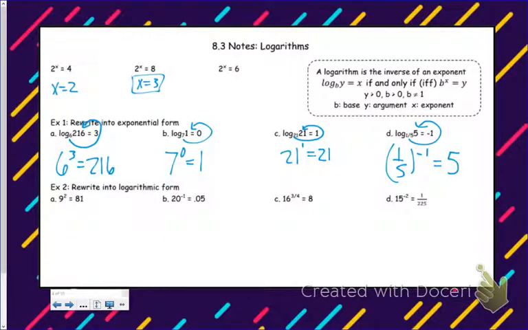Okay, now rewriting it the opposite way. This is going to be really important for solving exponential equations. So again, the base becomes the base. So this becomes log base 9. So the little number is the base. It's the same as the exponential base. All right, and then again, we go in a circle. So the next number would be 81 is equal to 2. Okay, the exponent is on the side that's by itself. So right here, log base 2 of 0.05 is equal to -1.